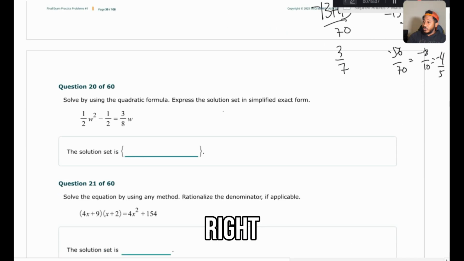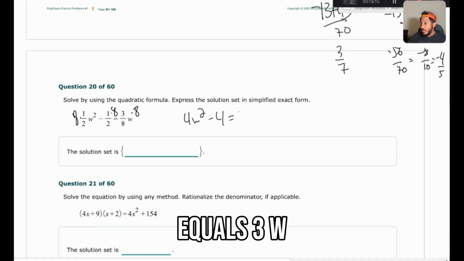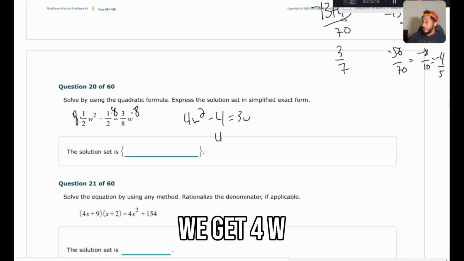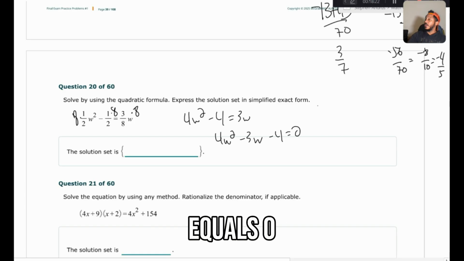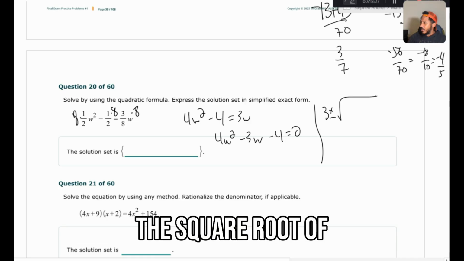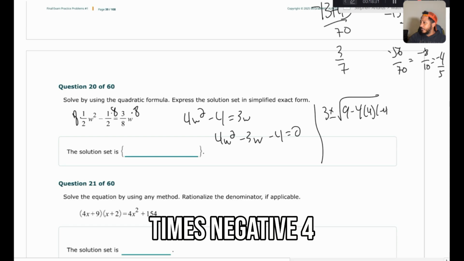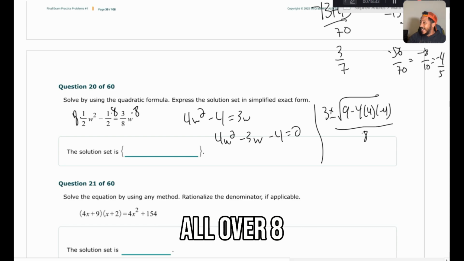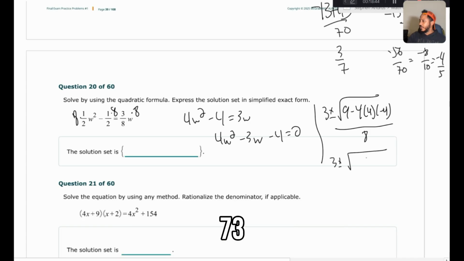Okay, this one here is also about using the quadratic formula, same thing, but let's get rid of the fractions first, right? So multiply everything by 8, it helps us out a bit. We get 4w squared minus 4 equals 3w. Subtracting 3w, we get 4w squared minus 3w minus 4 equals 0. And now use the quadratic formula. So 3 plus or minus the square root of 9 minus 4 times negative 4, all over 8. So 3 plus or minus the square root of 73 over 8.